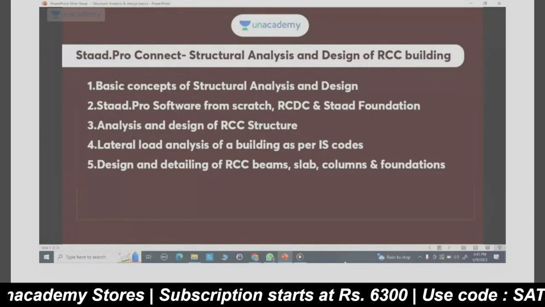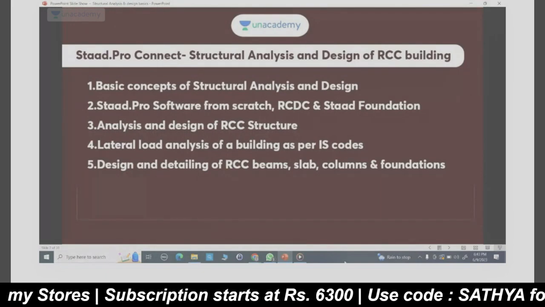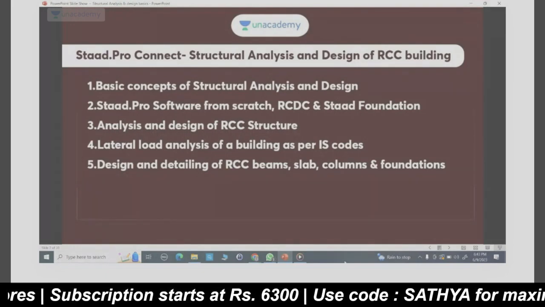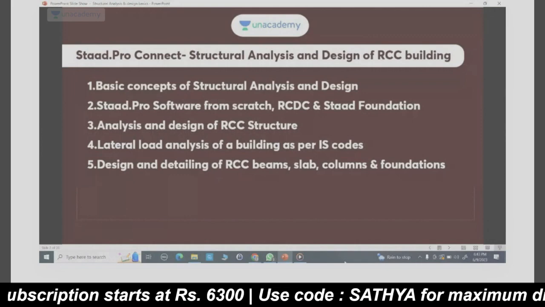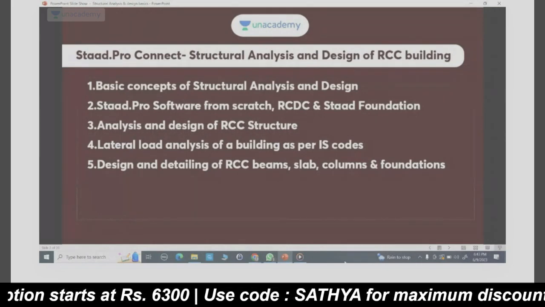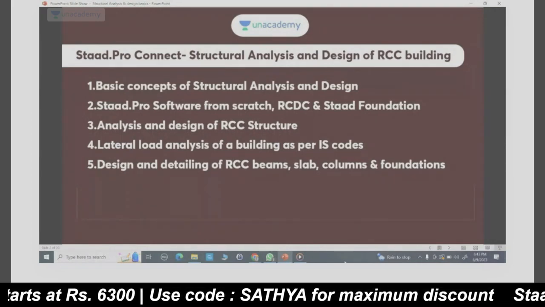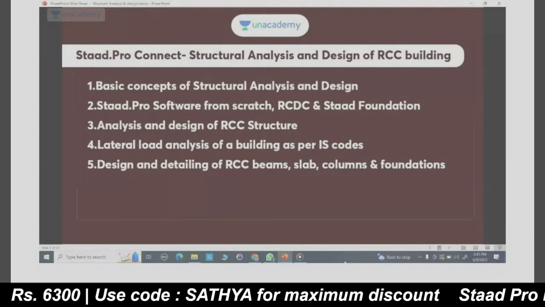We will take one real-time project and then we will do the modeling from scratch. We'll assign the properties, we'll do the loading, and then finally we'll do the design of the structure.